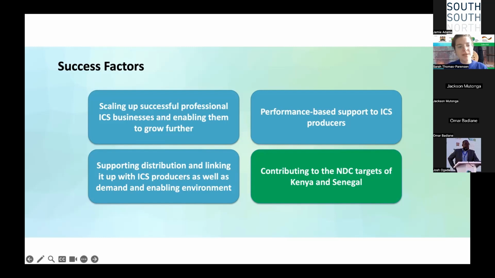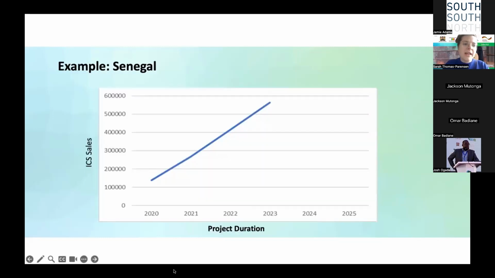So you look at the performance of the ICS producers and scale up the ones that are performing well. And you not only look at the performance and the production side, but you also look at the distribution side, link it up with the ICS producers, and then also have a look at the demand and enabling environment to have a holistic approach. And in terms of our project, with this approach, we are also a mitigation project. So thereby we are also contributing to the NDC targets of Kenya and Senegal by implementing the approach. And then basically, is it successful? At the moment, we can say yes.